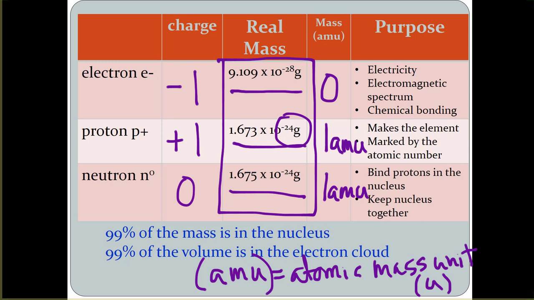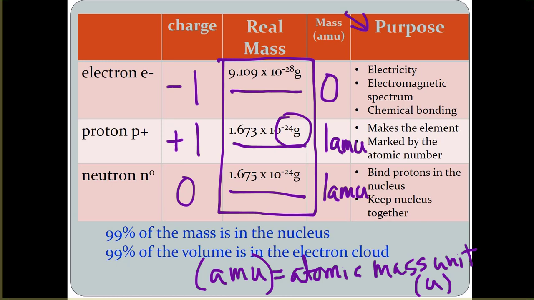And over here on the purpose, I just put what the importance of each of these subatomic particles is to the atom. So electrons are the source of our electricity. We will talk later on in the year about the electromagnetic spectrum that the electron does. And the gaining and losing of electrons causes chemical bonding. And so we will spend a lot of time talking about electrons with chemical bonding later on in the year. Let's look at the proton.